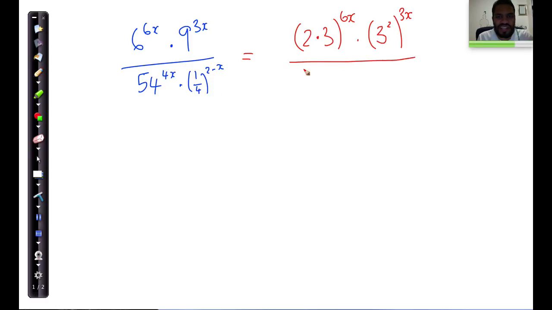54, which we've just learned, is 2 multiplied by 3 to the power of 3 raised to the power of 4x, okay, multiplied by 1/4, which is 2 to the power of -2 to the 2 minus x. Okay, so let's see how we can simplify that. And let's do each part, right? Let's start with the first one. When I need to apply the exponent law.